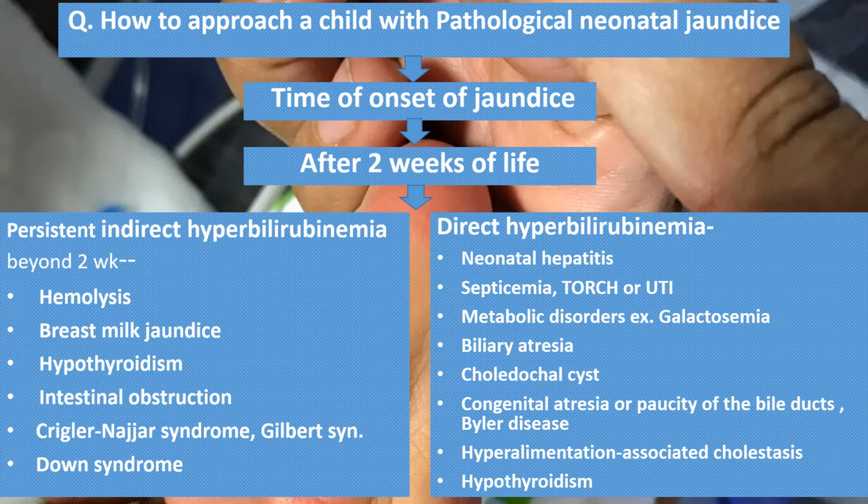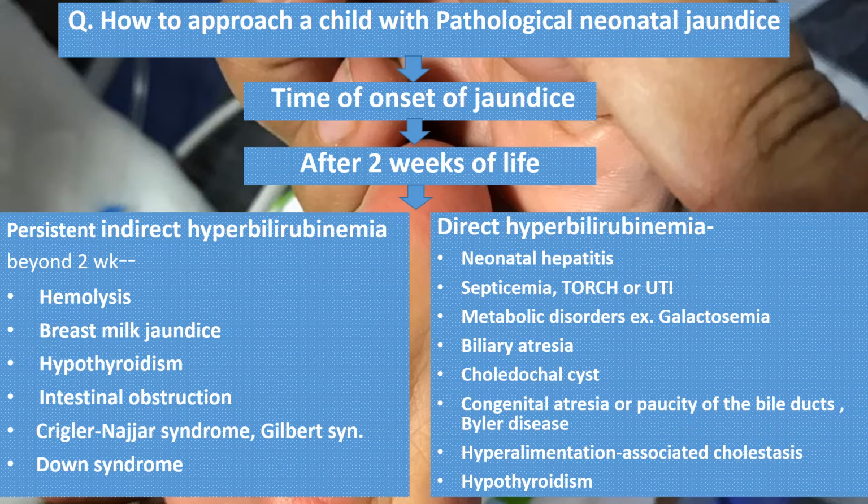And in Down syndrome also, persistent indirect hyperbilirubinemia is seen. And if it is direct hyperbilirubinemia, then you have to rule out whether it is due to hepatocellular damage or due to biliary obstruction. So in this there are various causes: neonatal hepatitis, sepsis, TORCH group of infection, metabolic disorder. In this the damage to the liver will be there.